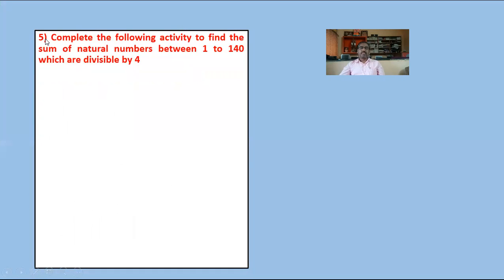Problem number 5. Complete the following activity to find the sum of natural numbers between 1 and 140 which are divisible by 4.